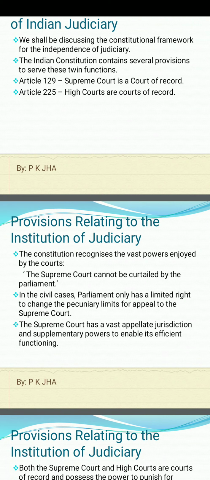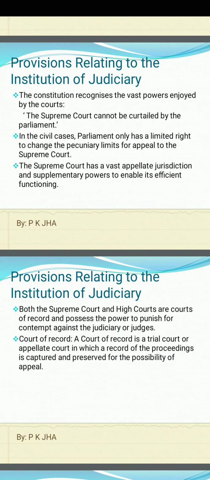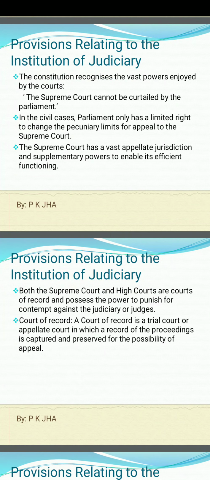It must not be compromised with. Okay, children? Both the Supreme Court and the High Courts are courts of record, and they possess the power to punish for contempt against the judiciary or judges. Contempt means any verdict has been given and it is not being followed, their instructions are being overlooked. In that case, they do have the right to punish. That is the contempt of court. It may be an institution, the government, an officer, an individual, including you and me. In case of contempt of court, they do have the right to punish.